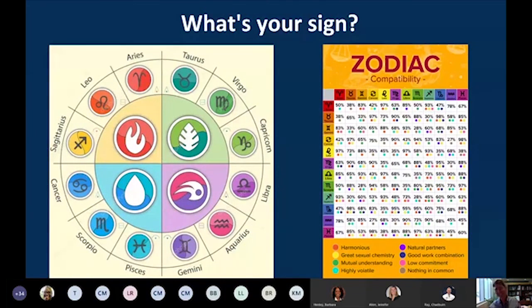And it just cracks me up that somebody has gone and tried to generate a compatibility. So my wife is a Taurus and I'm a Sagittarius. We got a 30% compatibility. And that's kind of scary to see that.